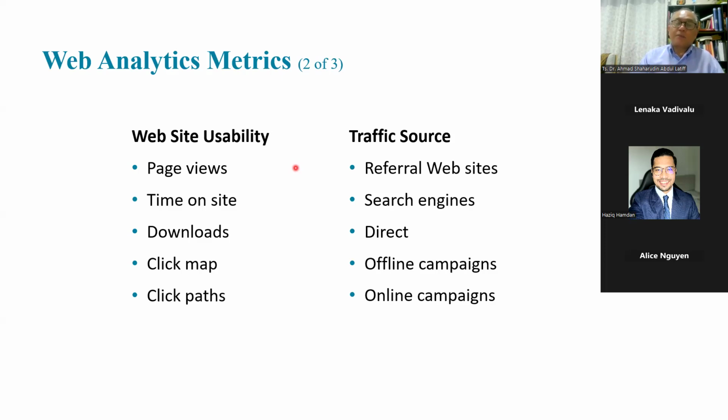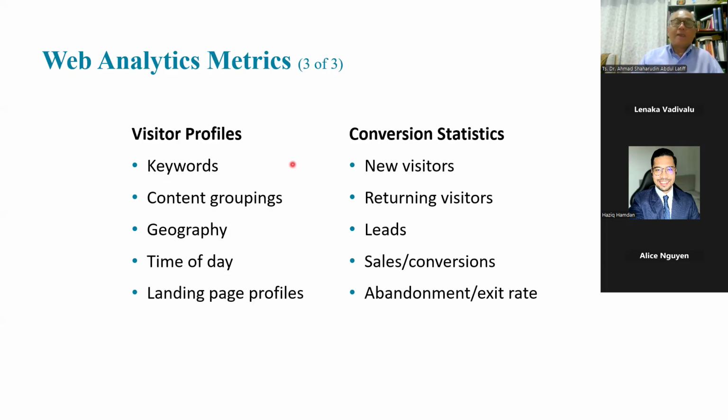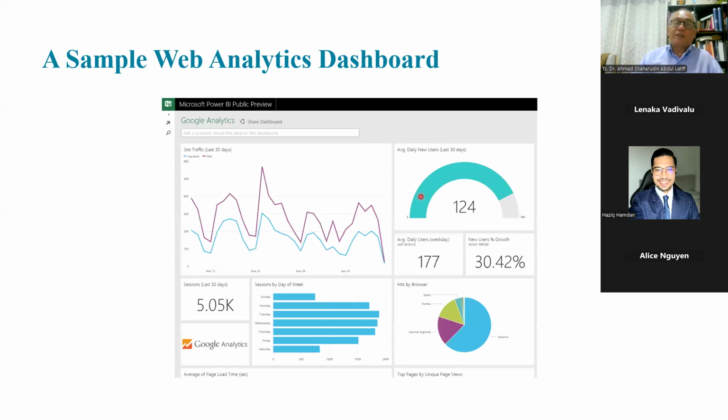You have click maps, click paths. The traffic source will be the referral website. Where do they come from? The search engine, direct, offline campaign, and online campaign. And then I will also look into the visitor profiles. What keywords they use, content grouping, geography, time of day, landing page profile, and then conversion statistics: how many new visitors you have, the returning visitors, how many leads you have, how many sales conversions you have, how many exit or abandonment, meaning halfway they abandon the site.